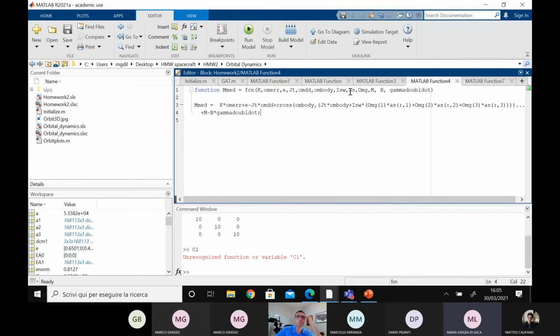We just need the SJ's vectors, so we just need this matrix here, capital omega, and the external torque that I initialized to 0, 0, 0. I don't know if then we want to use something different. The matrix B, because we put inside capital M also the term with gamma double dot. So we also need B and gamma double dot. And then here I used just the expression that we obtained from our computation.